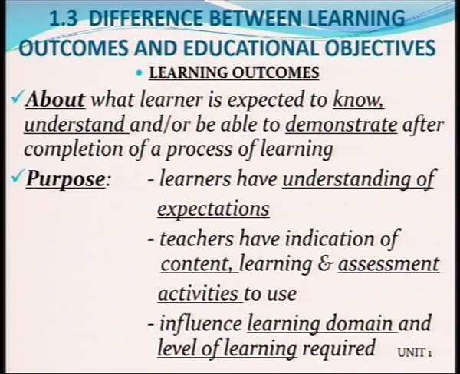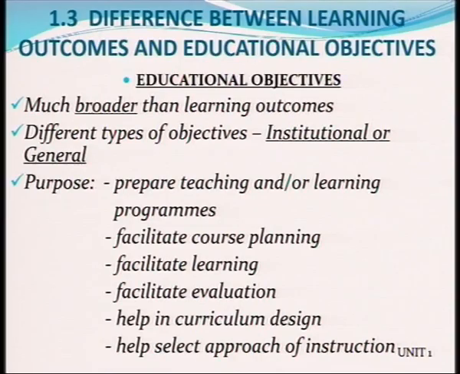It also influences the learning domain and the level of learning required. This will become a bit clearer as we move on to the educational objectives, where we differentiate between these two. So 1.4, also 1.3, the educational objectives. We see immediately that it's much broader than learning outcomes.